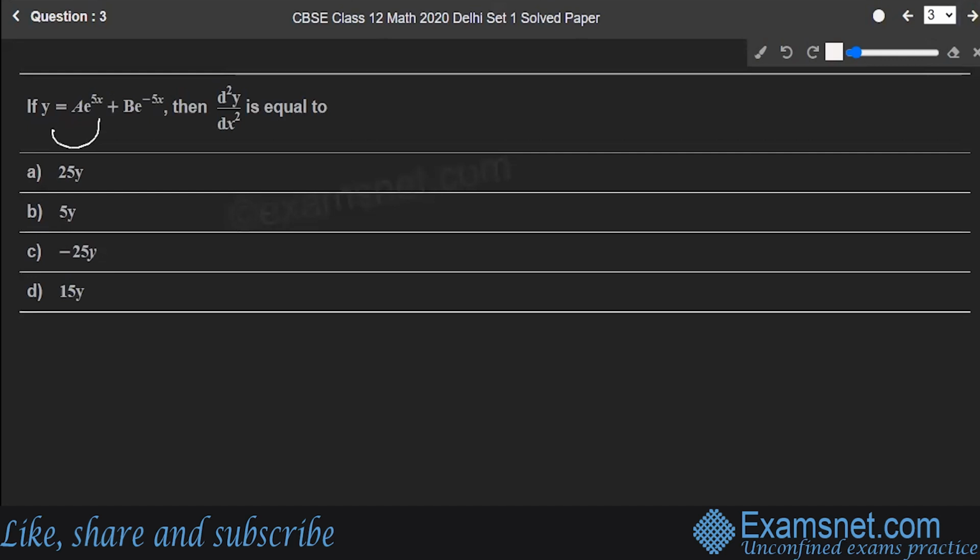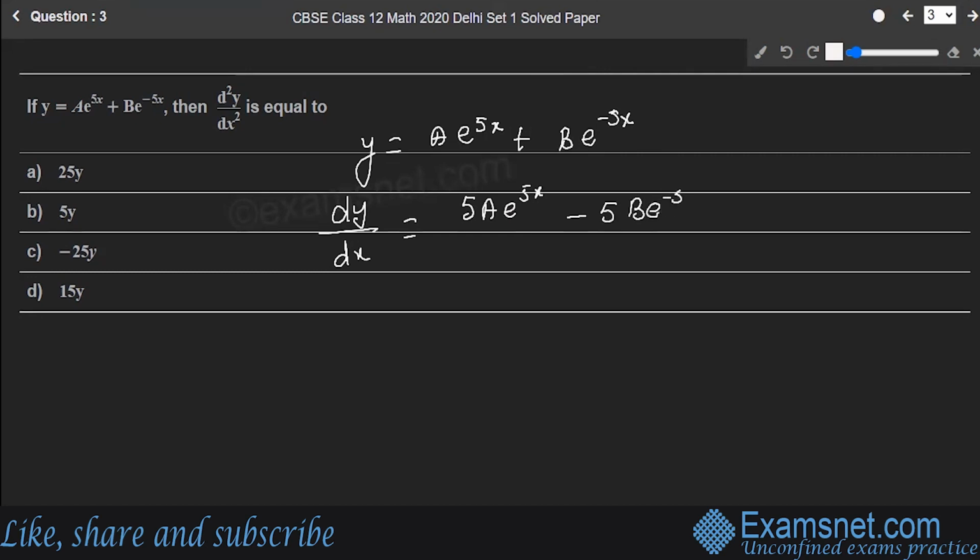If y is equal to A into e raised to power 5x plus B into e raised to power minus 5x, then what is the second derivative of y with respect to x? You are given y is equal to A into e raised to power 5x plus B into e raised to power minus 5x. dy by dx is equal to 5 into A into e raised to power 5x minus 5 into B into e raised to power minus 5x. Fine, I'll take the 5 outside.